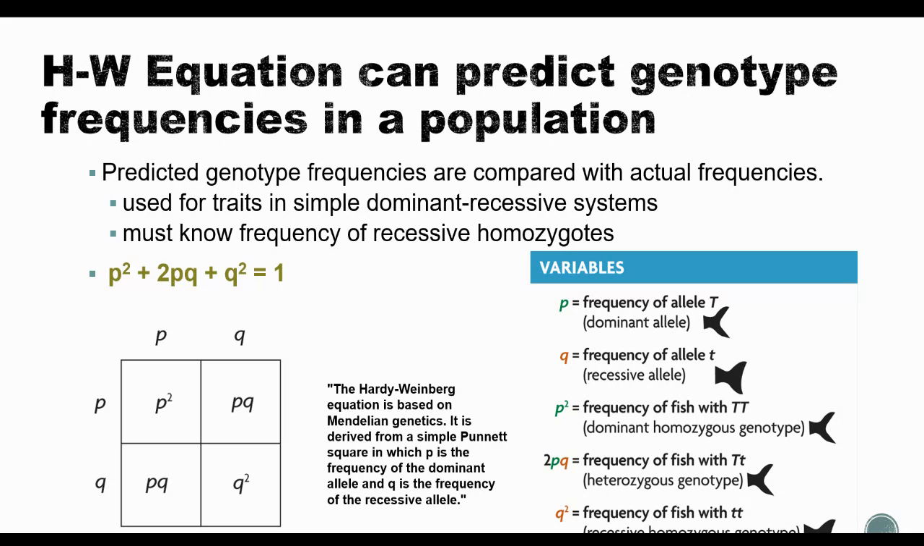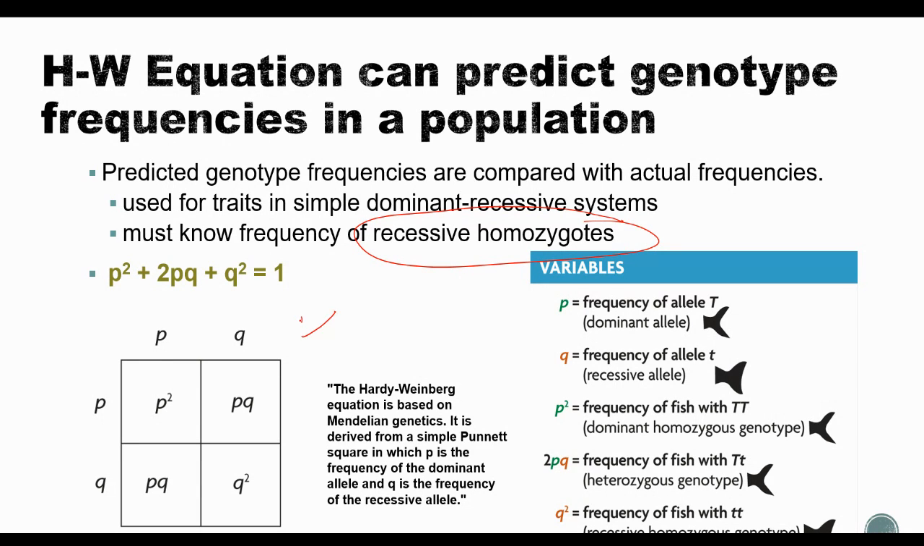However, it is useful because predicting the genotype frequency can help us understand more about the population. Predicted genotype frequencies and how those compare with actual frequencies can tell us something about the population. It's used for traits in simple dominant recessive systems, and you have to know the frequency of recessive homozygotes. If you know the frequency of recessive homozygotes, you're good. You can go from that one number to everything else. And I'm going to show you by the end of this lesson how that would work.